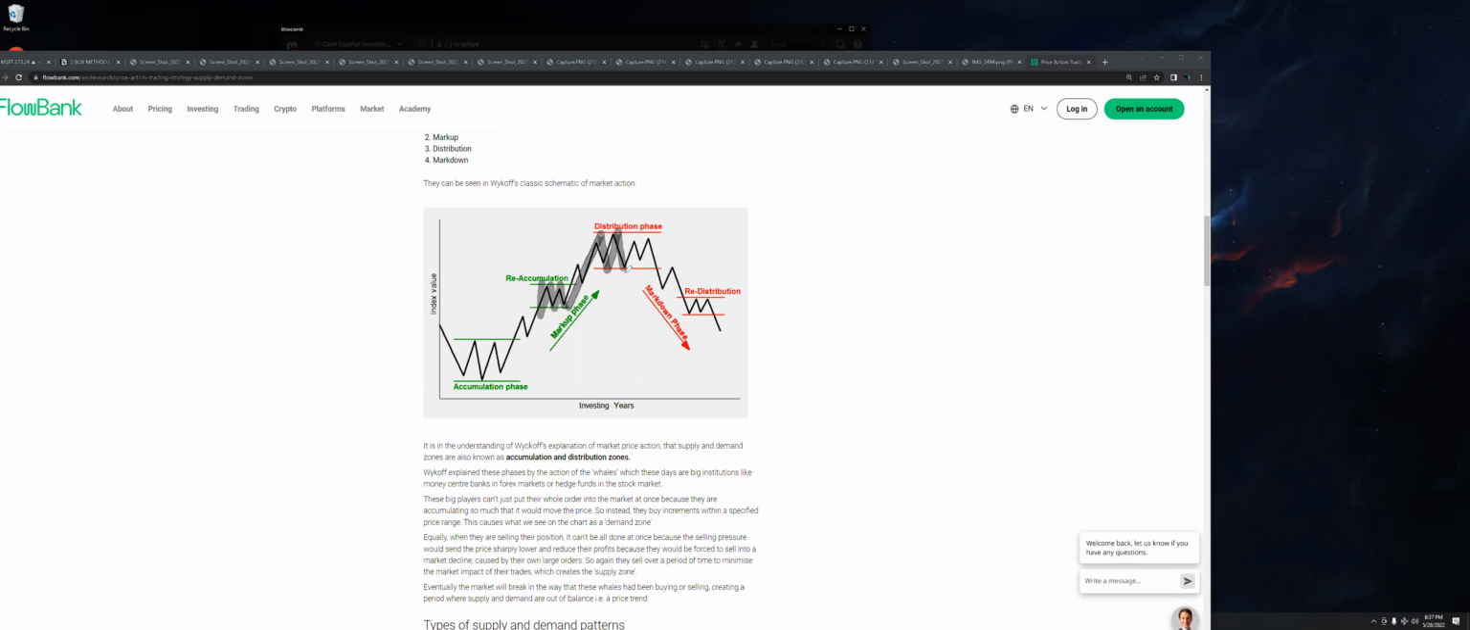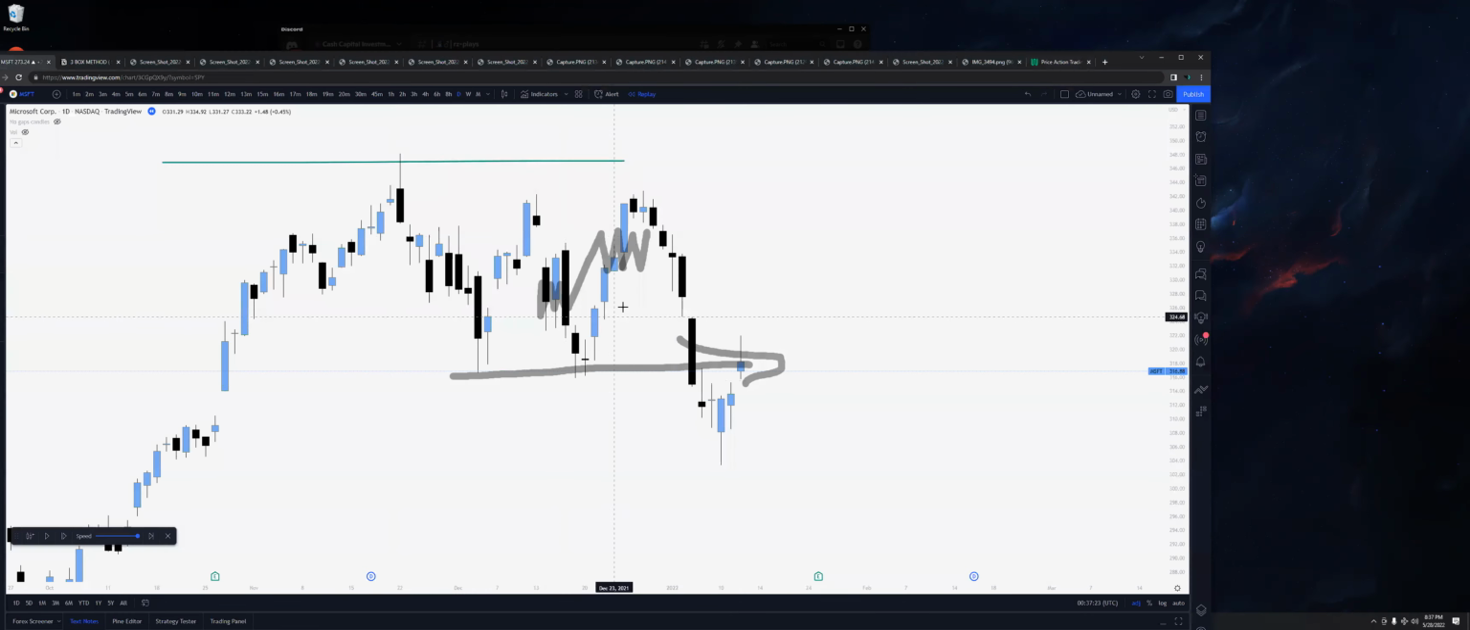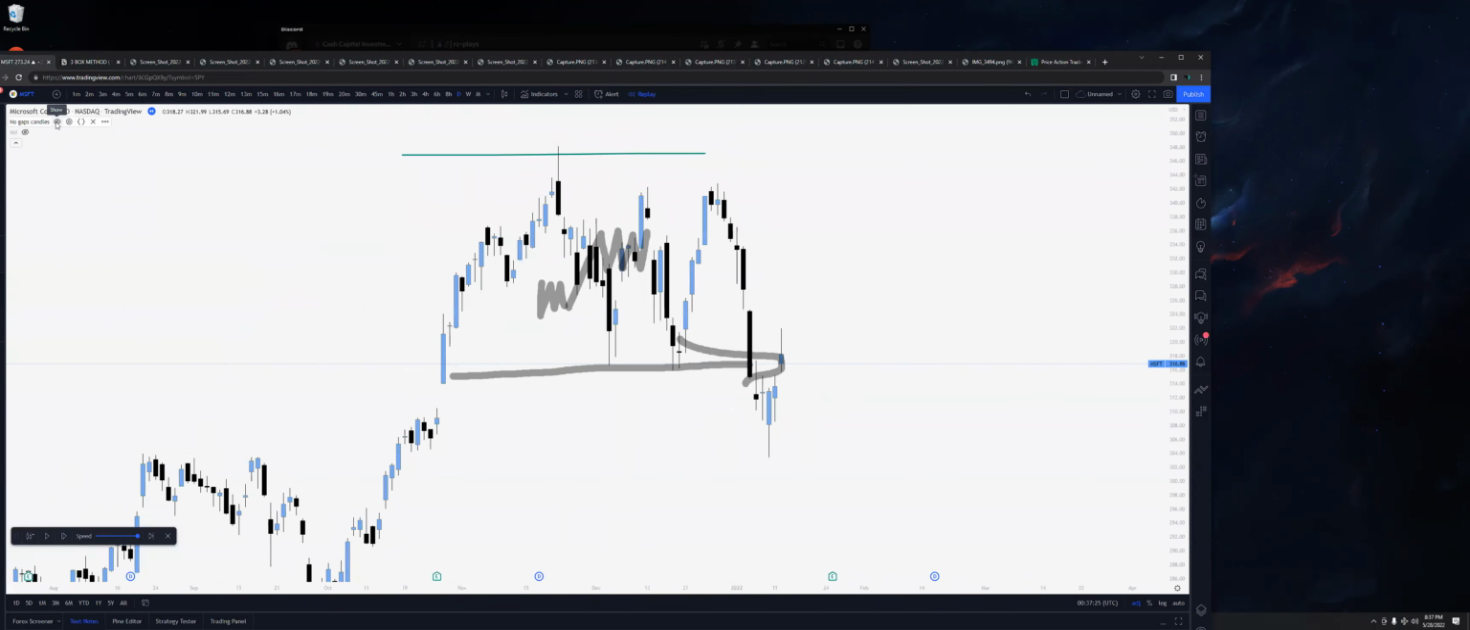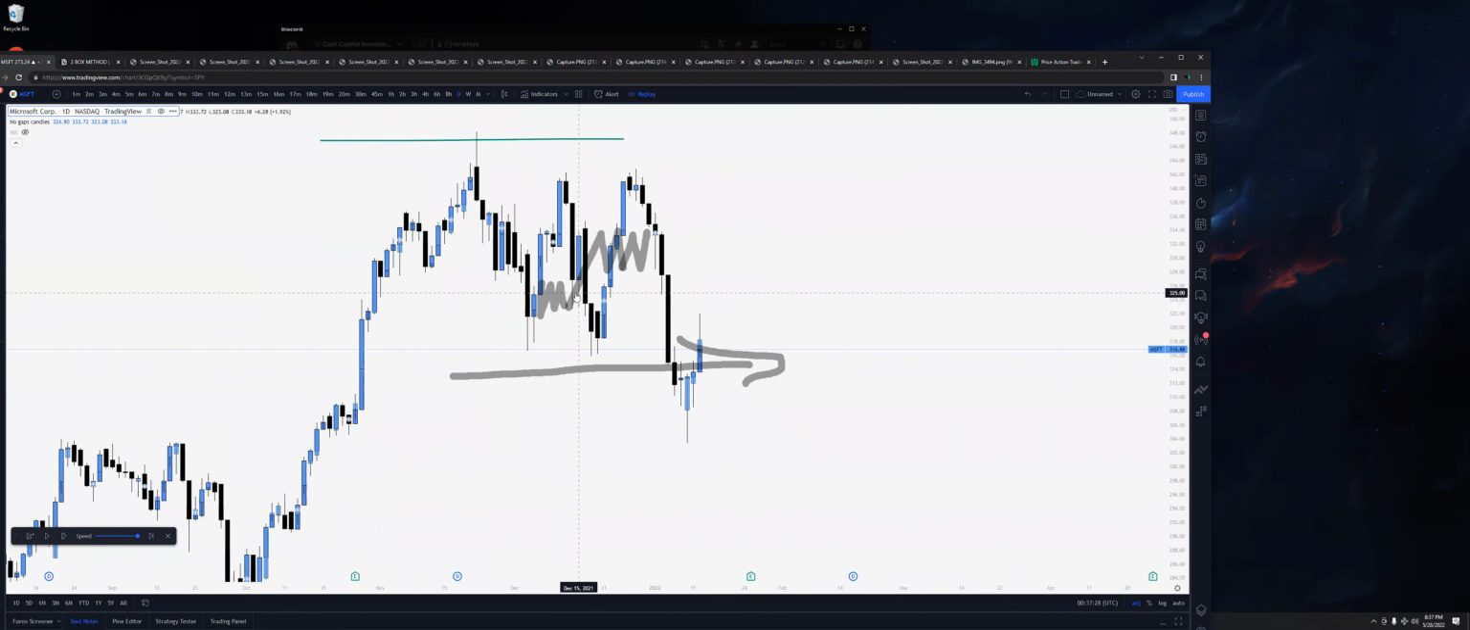Now, what are these banks going to do? They're going to take their profits, and then what? They're going to bring it right back down into an accumulation phase. This is how the market moves based off the Wyckoff of the market action. So what is Microsoft doing here? Let me fill that in with candles.